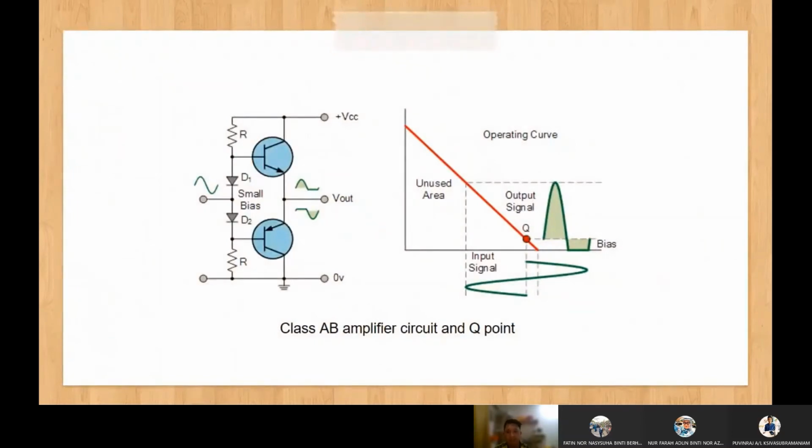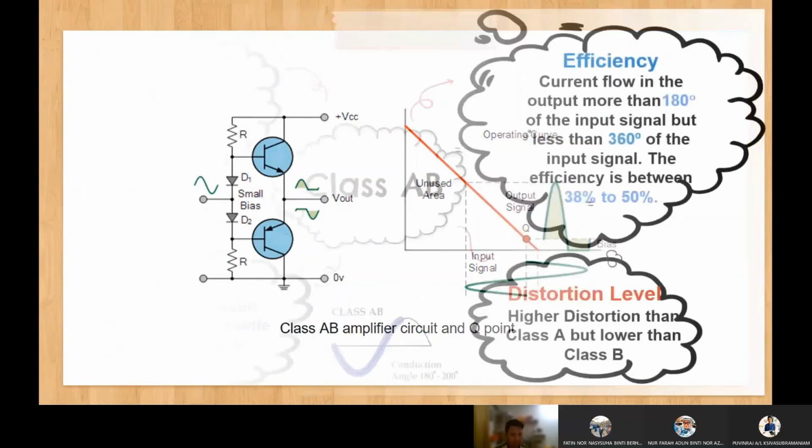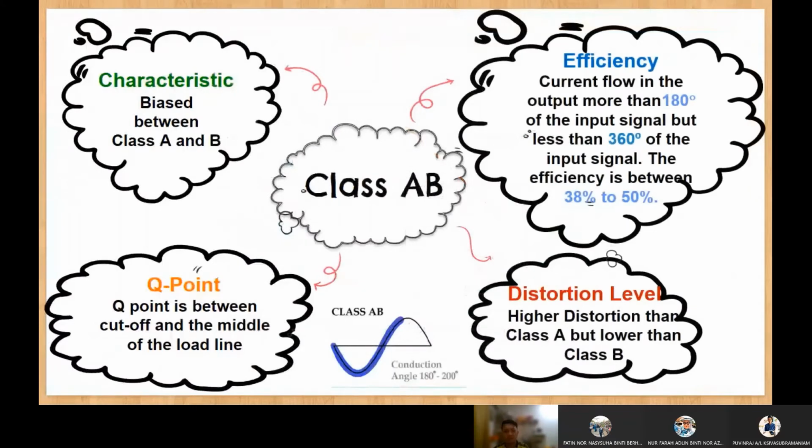This figure shows the class AB amplifier circuit, an example of the circuit, and the position of the Q point. I will explain the position of the Q point in the next slide. Okay, there are 4 points for the class AB amplifier, the first one being the characteristic. Basically, class AB is biased between class A and class B. This is shown at the Q point, which is between cutoff and the middle of the load line.